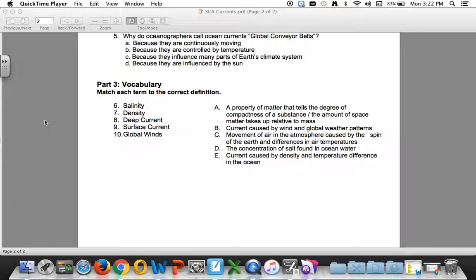Answer A, a property of matter that tells the degree of compactness of a substance, the amount of space matter takes up relative to mass. B, current caused by wind and global weather patterns. C, movement of air in the atmosphere caused by the spin of the Earth and differences in air temperature. D, the concentration of salt found in ocean water. E, current caused by density and temperature difference in the ocean.